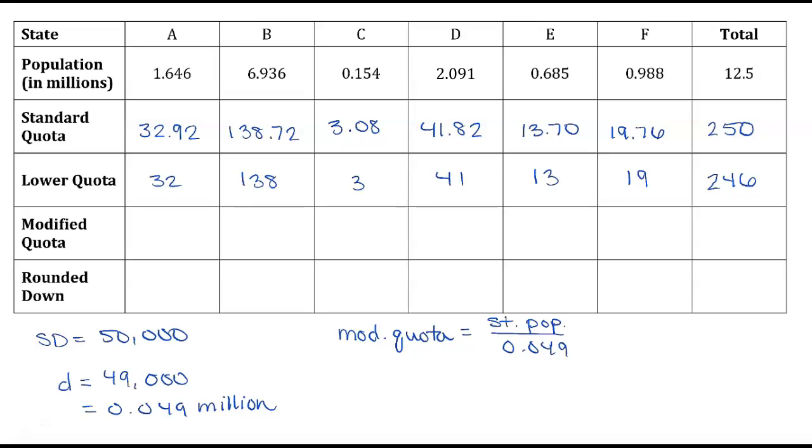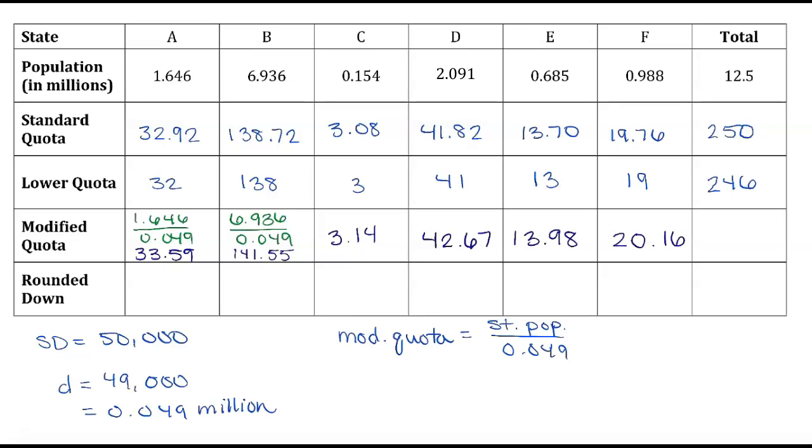For state A, this will be 1.646 million divided by 0.049 million. Putting this into our calculators gives us a modified quota for state A of 33.59. For state B, we calculate the modified quota by finding 6.936 million divided by 0.049 million. This gives state B a modified quota of 141.55. Continuing in this way, we can find the modified quota for each state.